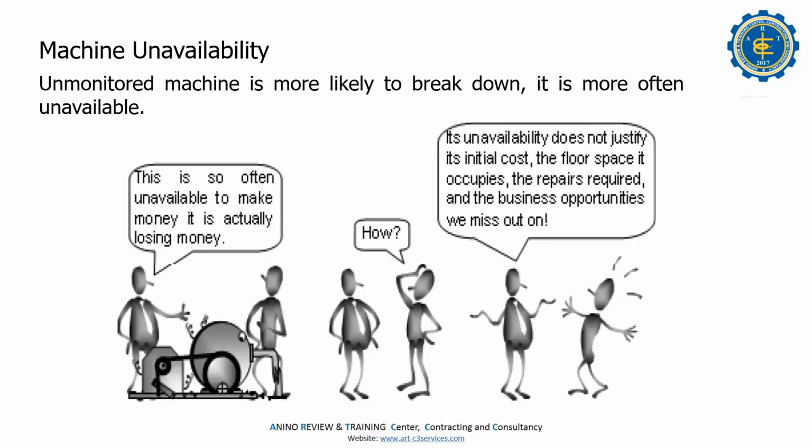So, machine unavailability: an unmonitored machine is more likely to break down. It is more often unavailable. So this is not good, that we did not monitor, because if we did not monitor, it will happen.